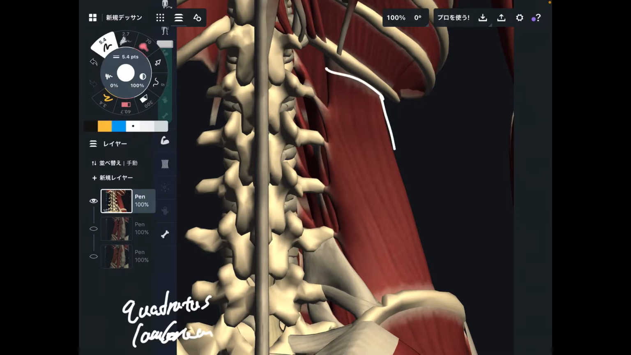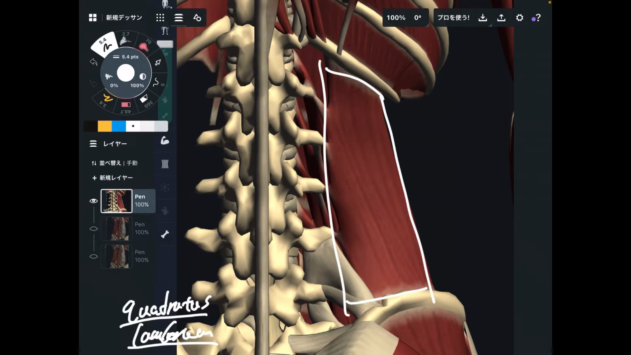Quadratus lumborum is this muscle, this kind of a rectangular shaped muscle. Why is that? Because quadratus means a square shape, right? Square shaped muscle around lumbar spines. Lumborum indicates lumbar spines, right? I am going to explain its origin, insertion, function, and important anatomical relationship with psoas.